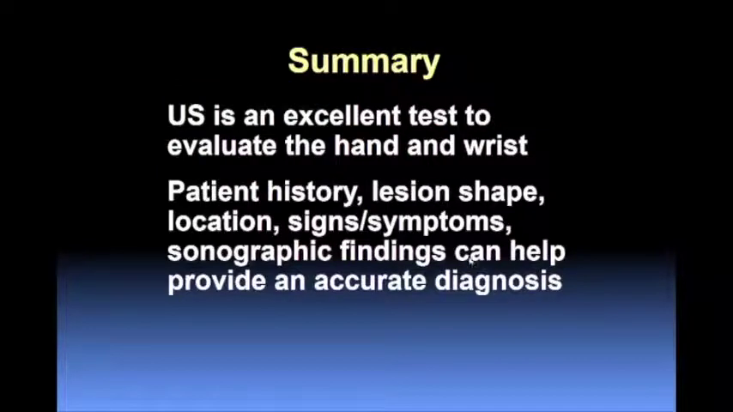So as you can see, ultrasound really is an excellent test to evaluate little lumps and bumps in the hand and wrist. Patient history, the shape of the lesion, the location, any signs and symptoms, and the ultrasound findings, if you pull all this together, it can really help you to provide an accurate diagnosis.